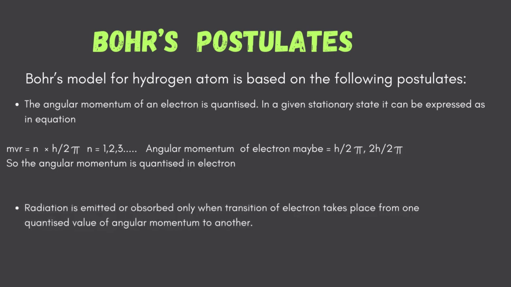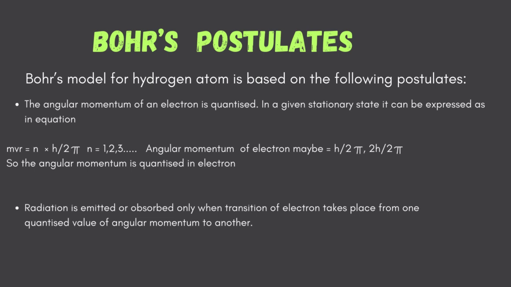The angular momentum of an electron is quantized. In a given stationary state, it can be expressed as an equation: mass times velocity times radius of orbit equals n multiplied by h upon 2 pi, where n equals 1, 2, 3. Angular momentum of the electron may equal h/2 pi, 2h/2 pi, which proves that it is quantized.